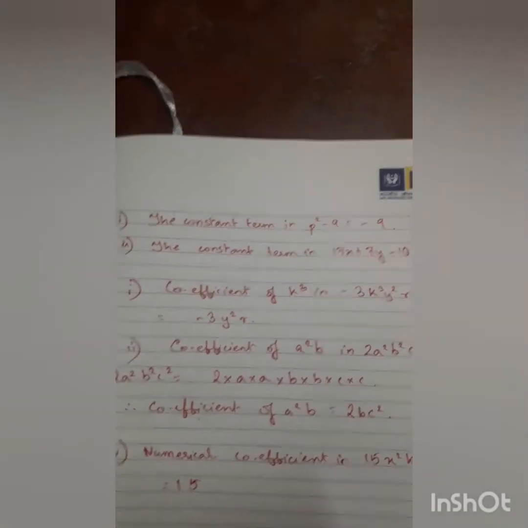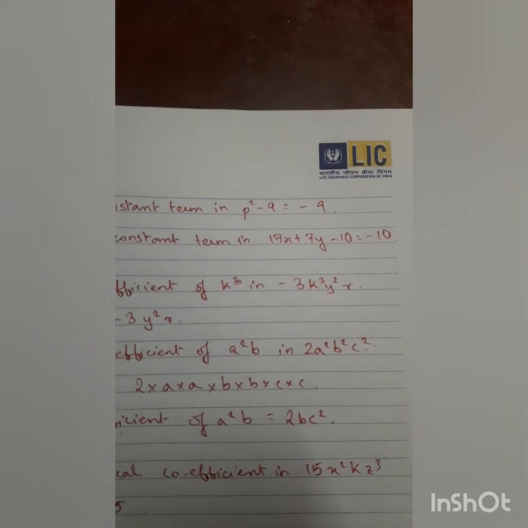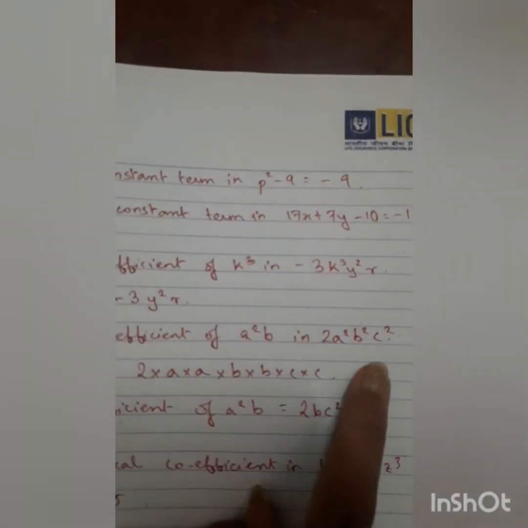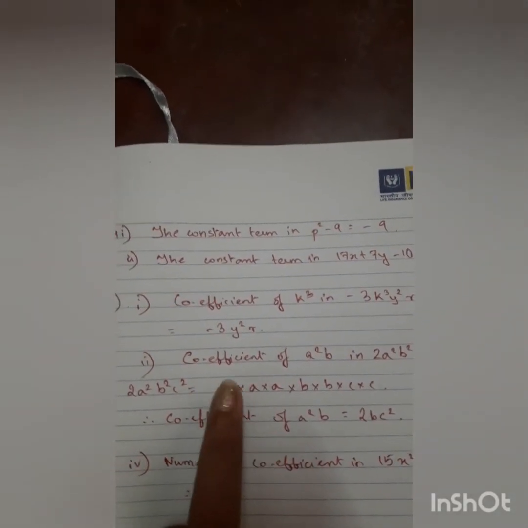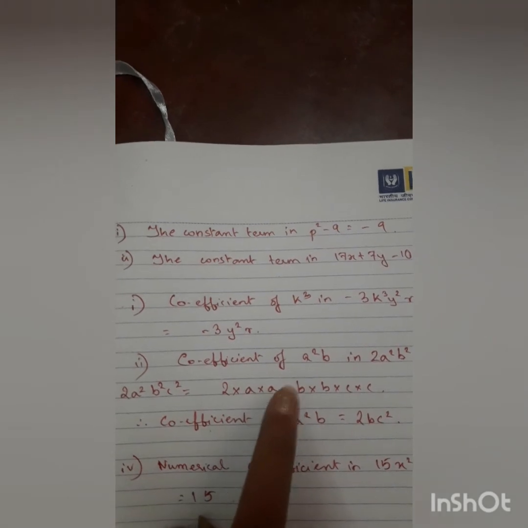Next, question number 5 part 2. Coefficient of a square b in 2a square b square c square. Now you are not having directly a square b here. You are having a square b square here. So what we will do? First we will write 2a square b square c square in factor form. So 2 into a into a into b into b into c into c.